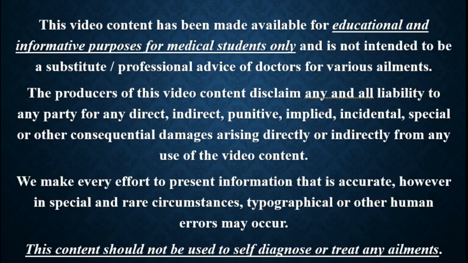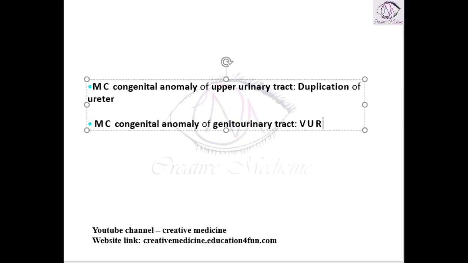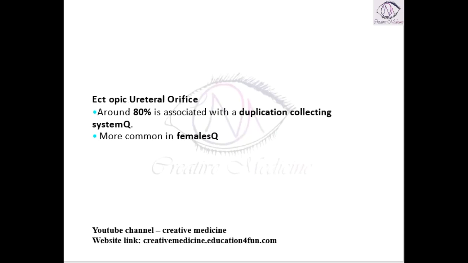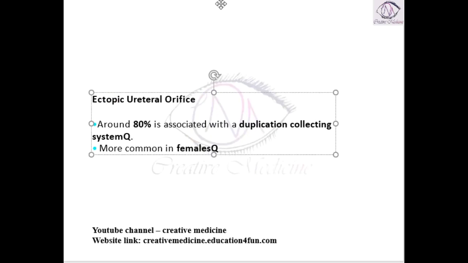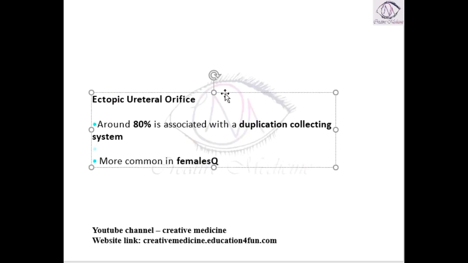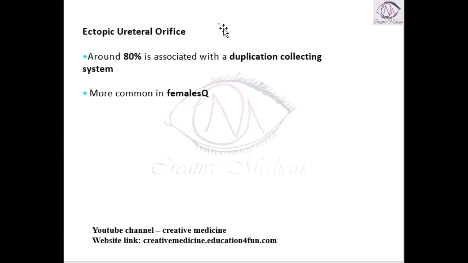In this lecture, we will learn about ectopic ureteral orifice. Ectopic ureteral orifice, in 80% of the cases, is associated with a duplication collecting system.